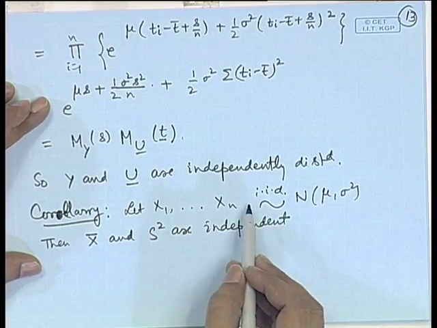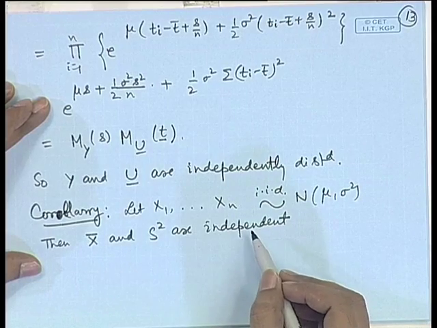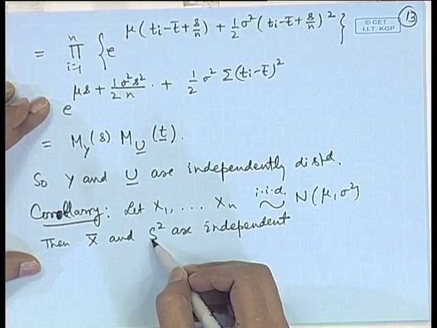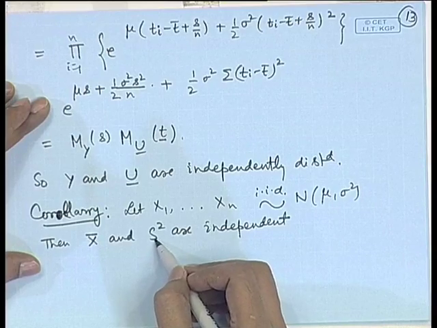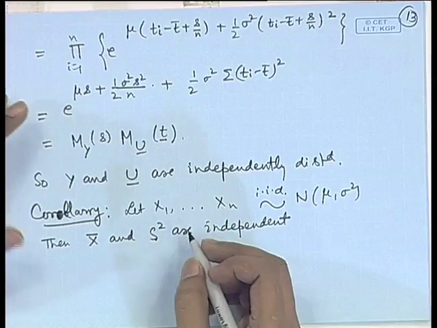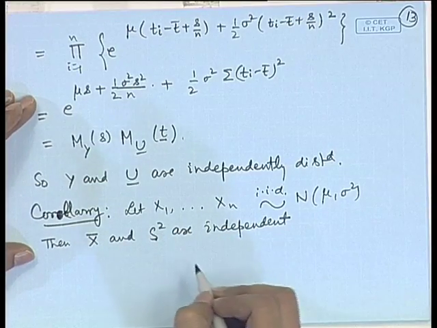That is, in a random sampling from a normal distribution, the sample mean and the sample variance are independently distributed. The proof follows immediately if we notice that s square is a function of u. Since x bar and u are independent, therefore, x bar and s square are independent. Now, we will show that this is helpful to derive the distribution of s square.